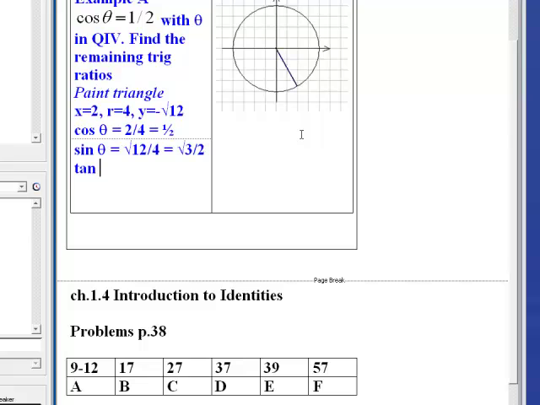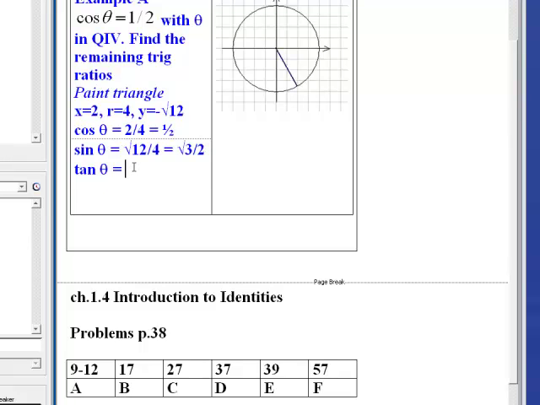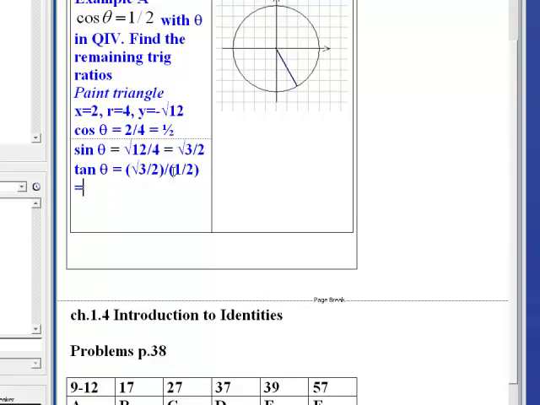Tangent theta, well, we could, for example, use sine theta and cosine theta. So we have square root of 3 over 2, divided by 1/2, and we come up with square root of 3.